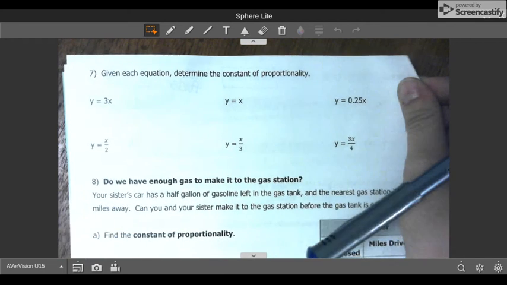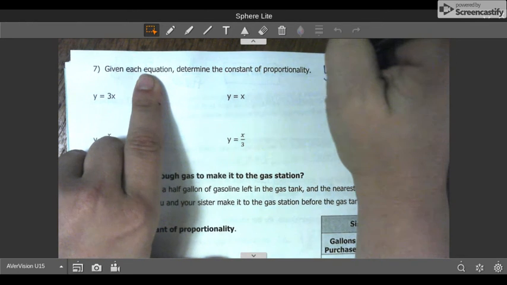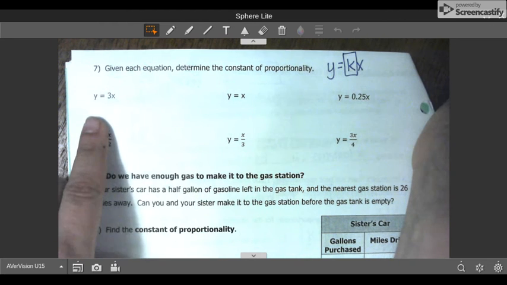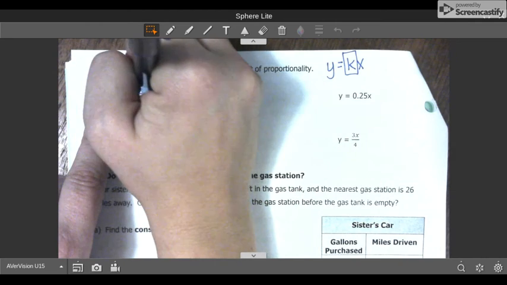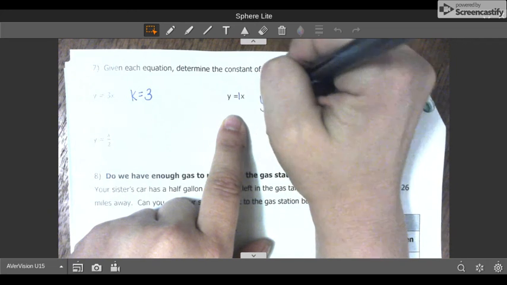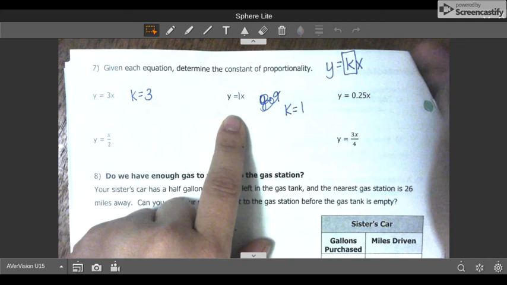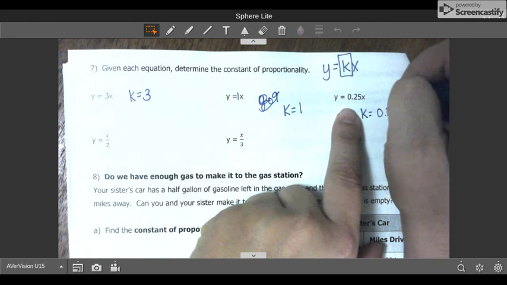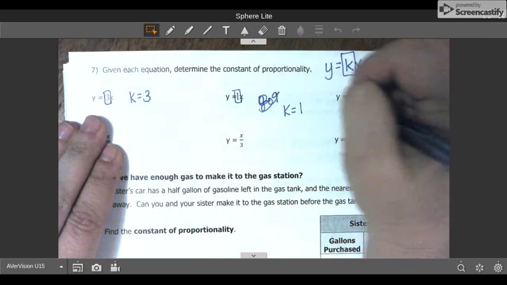Given the equation, determine the constant of proportionality. Now, whenever you're given an equation of a proportional relationship, it's going to be in the form of y equals kx. So you need to find out which number is being multiplied by x. So here, the constant of proportionality is 3. Here, the constant of proportionality is 1. Oops, sorry. I'm rushing. Here, the constant of proportionality is 0.25. And I found these answers just by looking at what number is being multiplied by x.